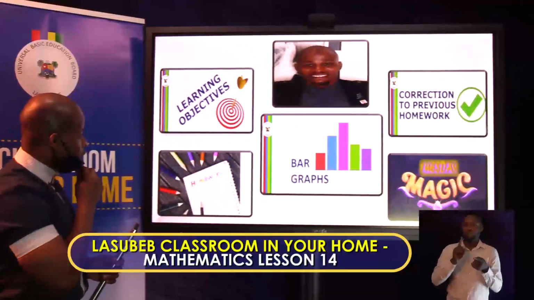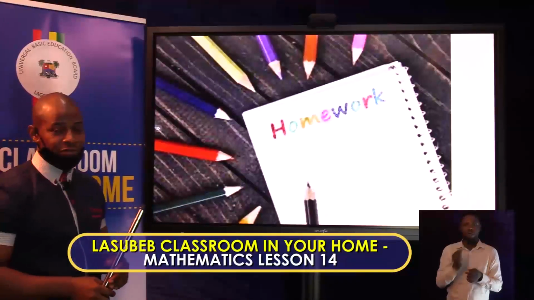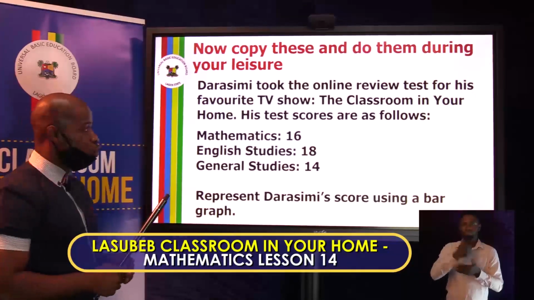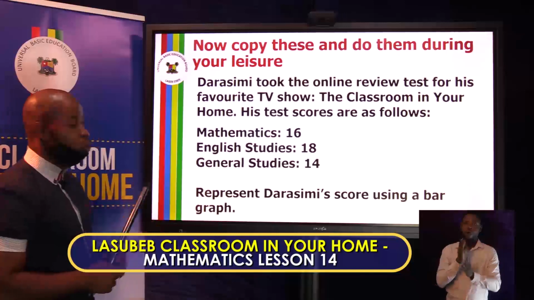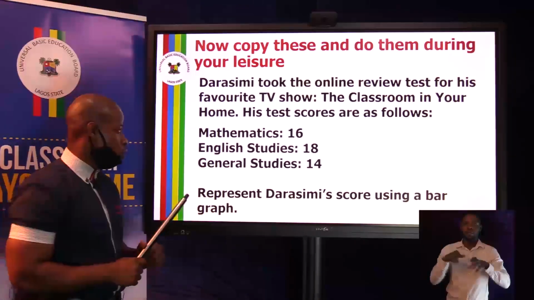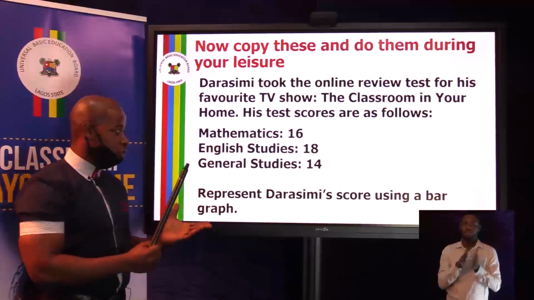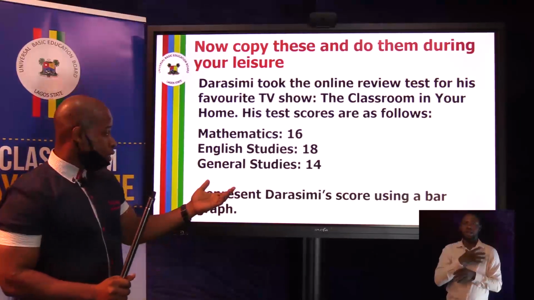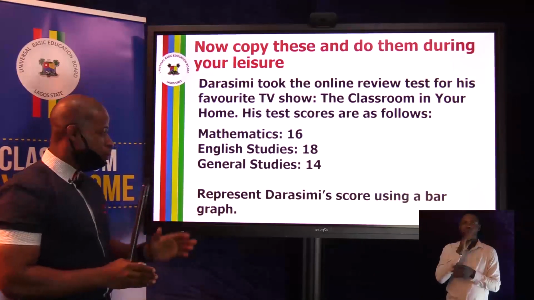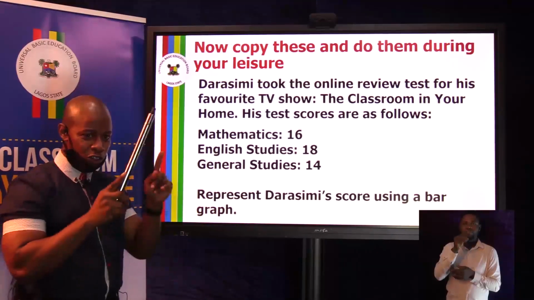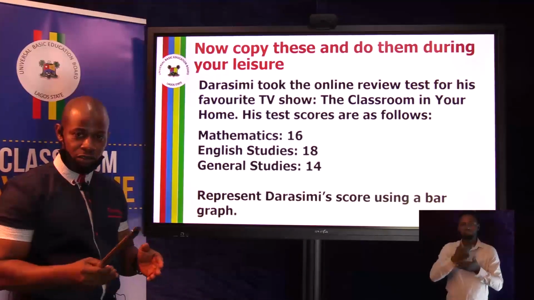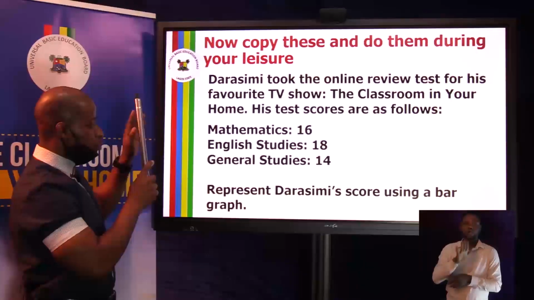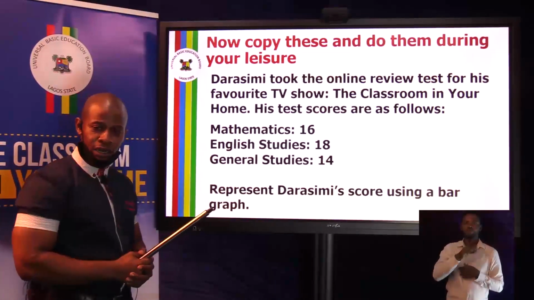Now, the homework for the day. Very easy to do. All you have to do is plot a bar graph. Darasimi took the online review test for his favorite TV show, The Classroom in Your Home. Now he had the following scores: mathematics, English, and general studies. Mathematics is scored 16. English language is scored 18. General studies is scored 14. You are to represent Darasimi's score using a bar graph. So you just draw the horizontal and the vertical and put your subjects on the horizontal bar, put your numbers, and let's have your bars, and we'll review that.